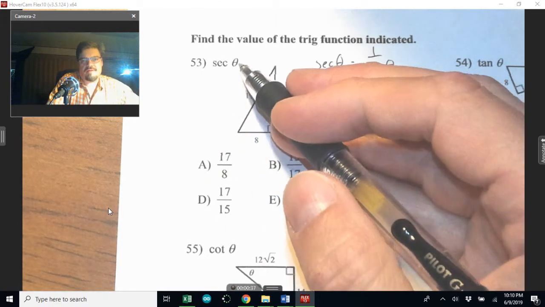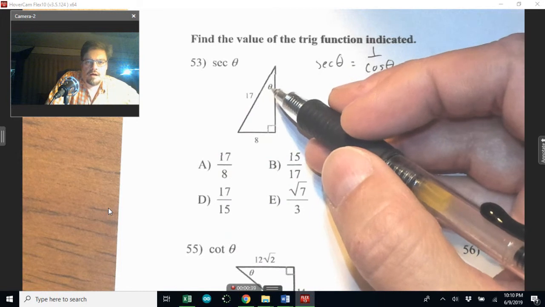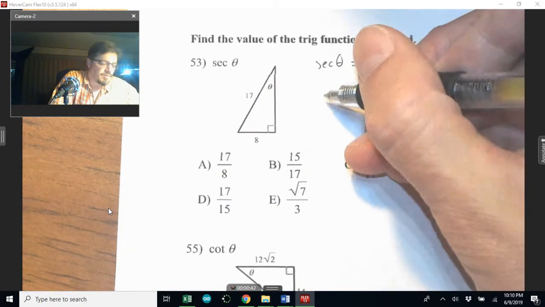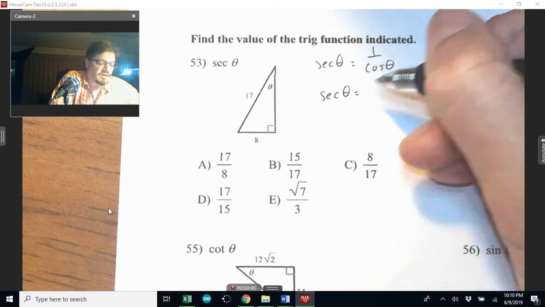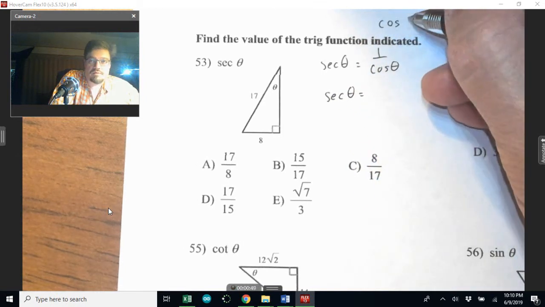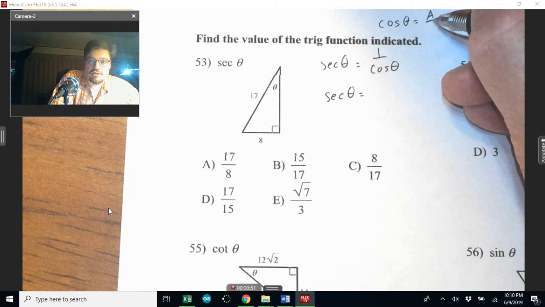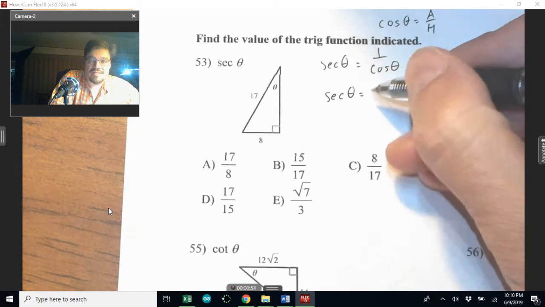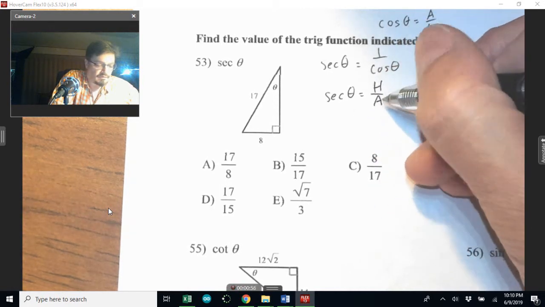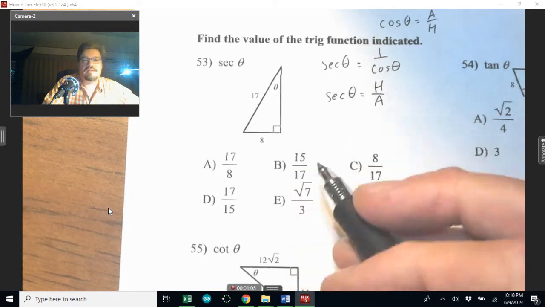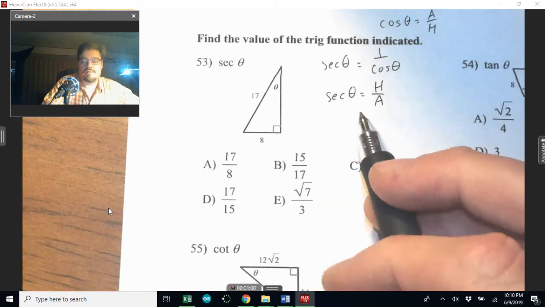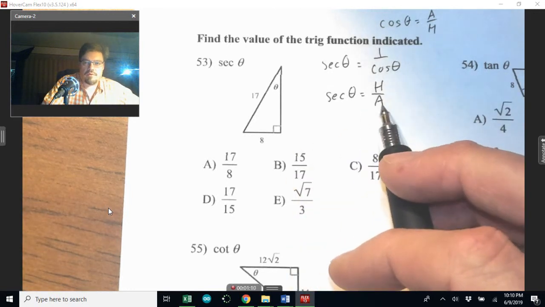Now, if we're looking from theta, how about we look at it like this? Since secant is the reciprocal of cosine, and cosine equals a over h, secant is h over a. That's all that means. Now, there's benefit to this later on in calculus, but to know that secant is the hypotenuse over the adjacent.